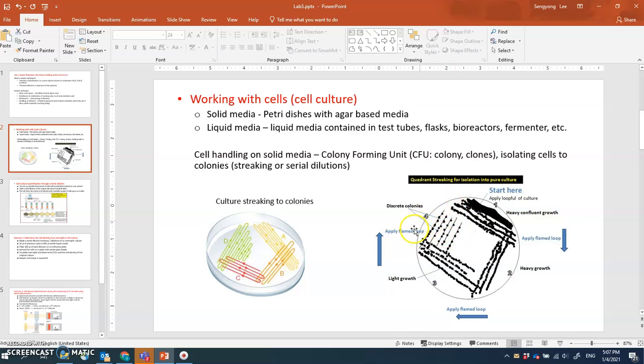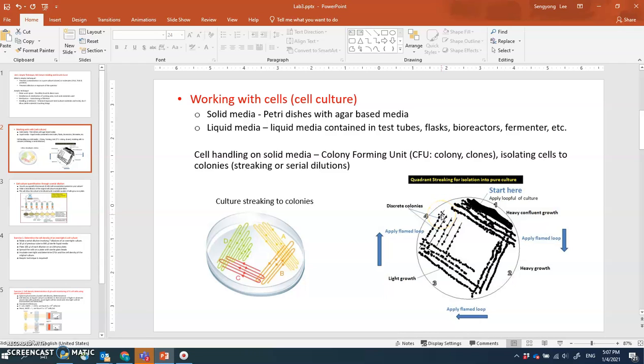If you seal up this plate and grow them overnight, tomorrow you will come back and you will see those colonies. Actually, we call them colony forming units or colonies. Those are the clones, meaning they start out from a single cell and grow into maybe millions of cells collected together there.